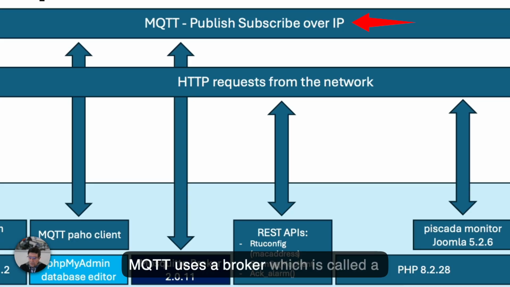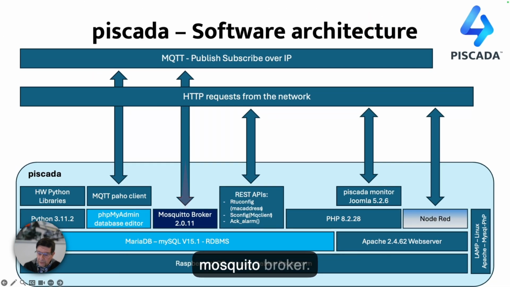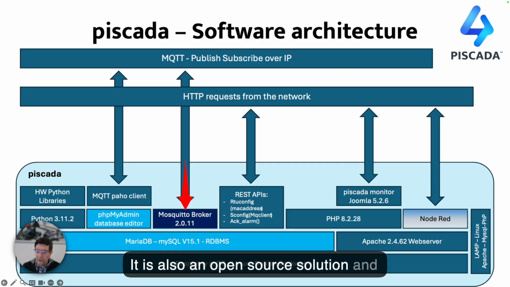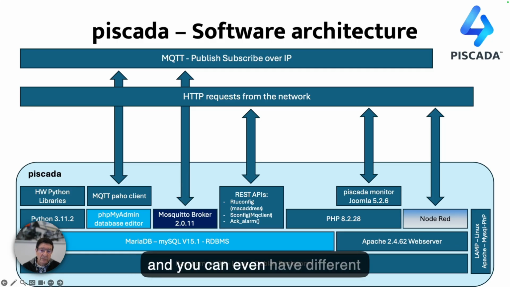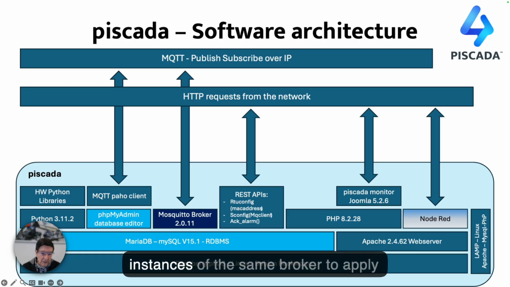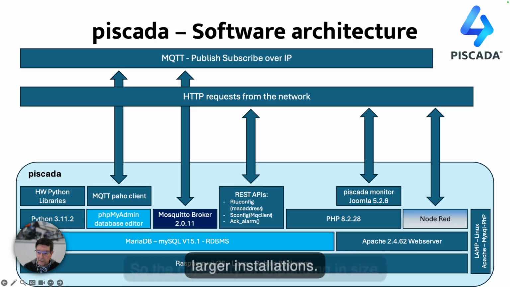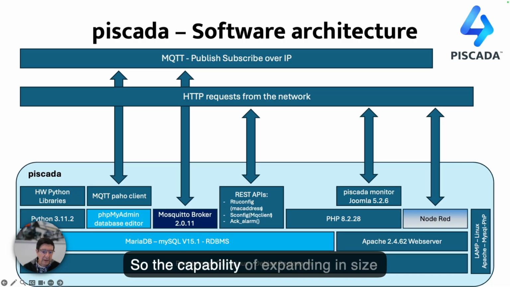MQTT uses a broker, which is called a Mosquitto broker. It is also an open source solution, and this Mosquitto broker itself, again, could be running in a different CPU, and you can even have different instances of the same broker to apply to larger installations. So the capability of expanding in size becomes very important.